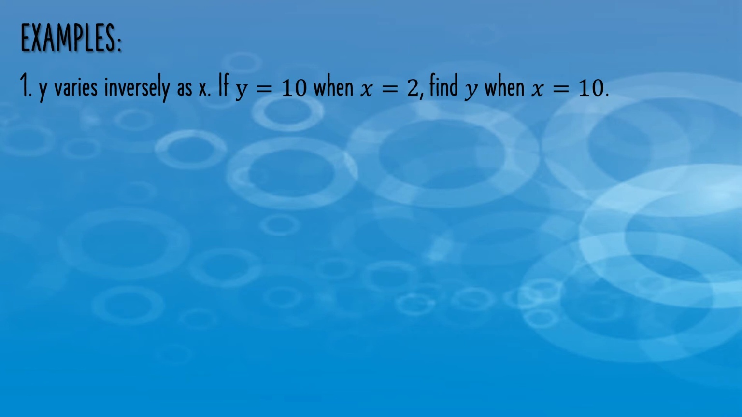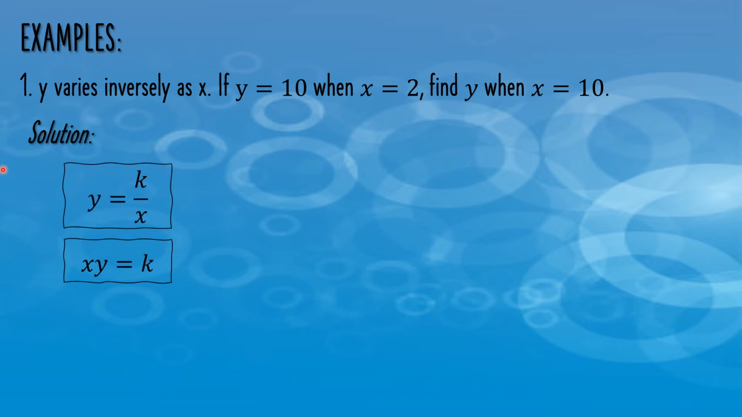So dito, hahanapin muna natin ang value ng constant of variation or k. Tapos, tsaka natin hahanapin yung value ng y given the value of x, which is 10. So, for the solution, isulat natin o i-recall natin yung formula ng inverse variation. And then, let us use the formula for k. So, that is k equals xy.